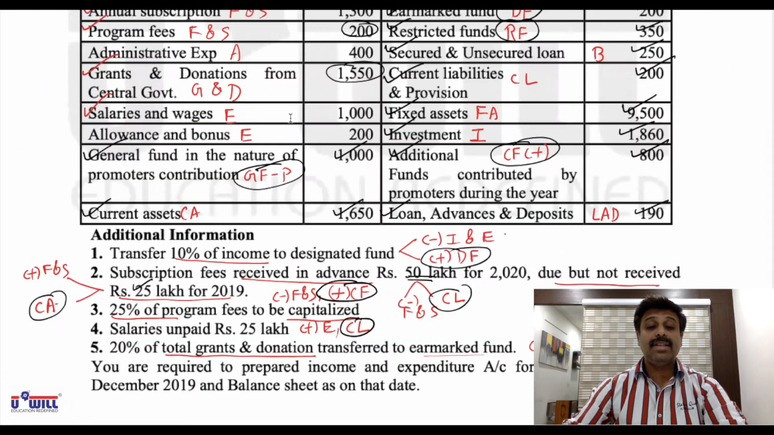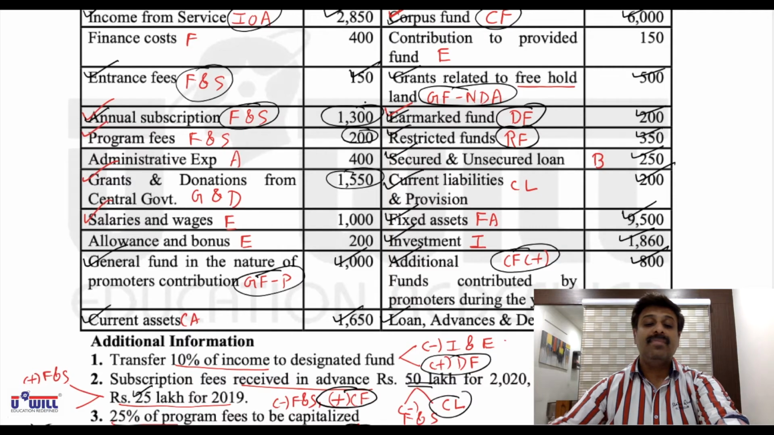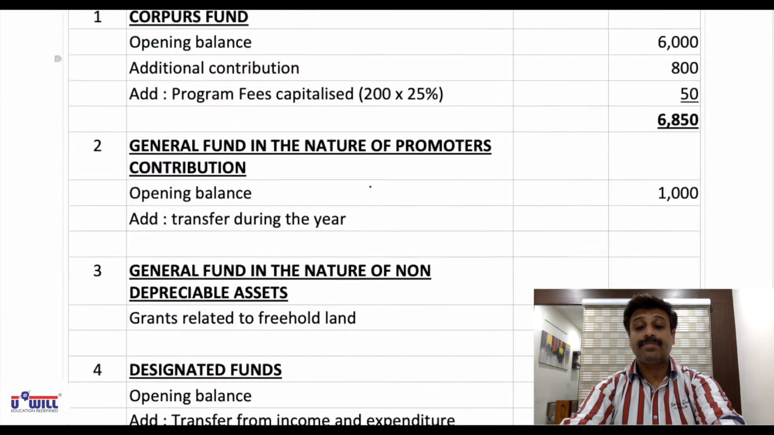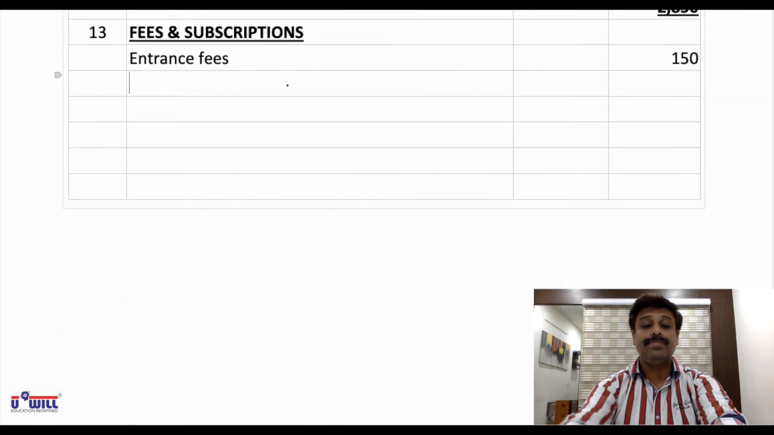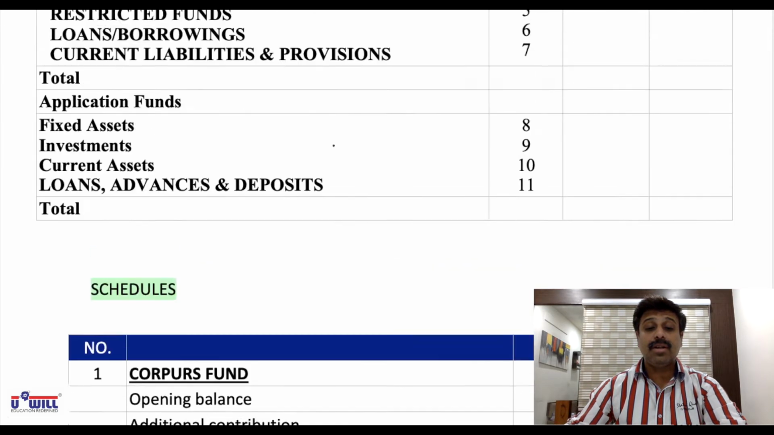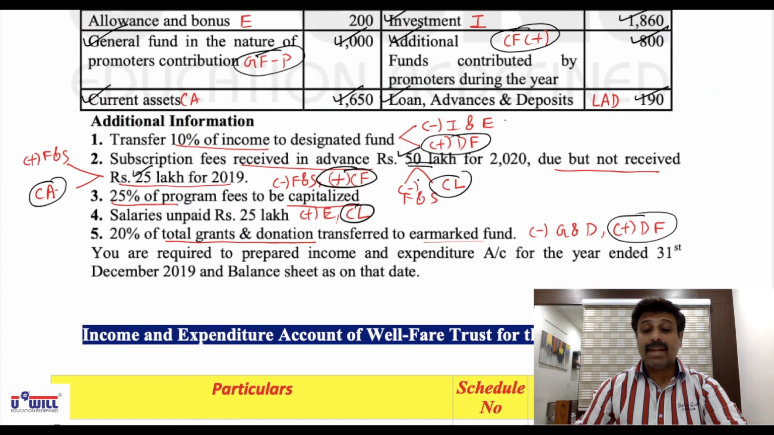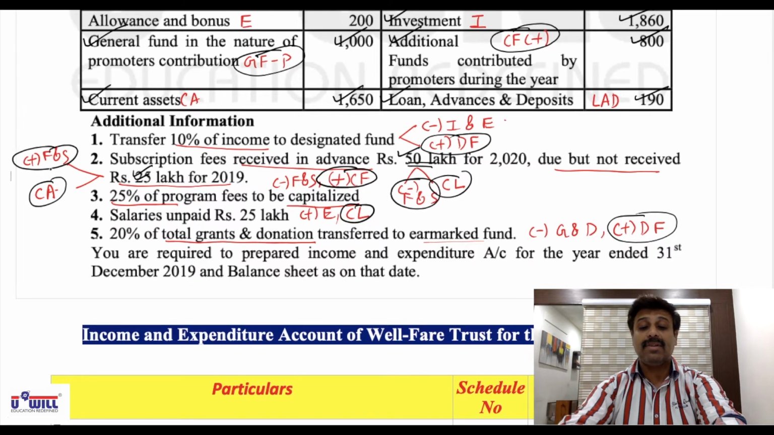Then after entrance fees we have annual subscription. Tick is there, so write it in inner column. There is an adjustment 1300. Annual subscription 1300, inner column. Now what adjustments are related to their subscription? Look at adjustment 2. Pre-received 50 lakhs we have to minus, and outstanding 25 lakhs we have to plus. Okay, 50 lakhs we have to minus, 25 lakhs we have to plus.